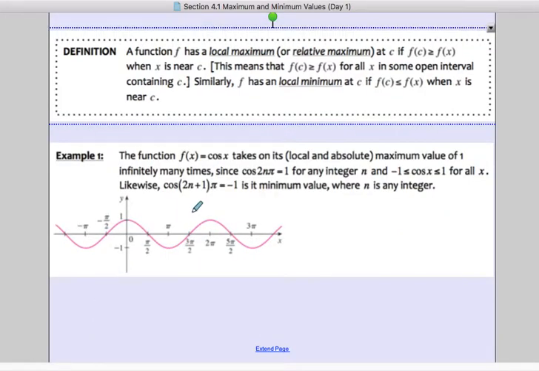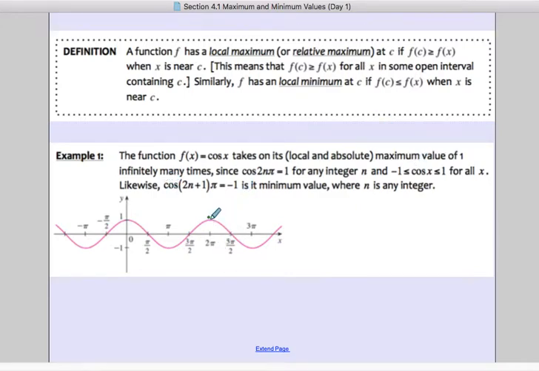We have a function here. So here's our example one. The function y equals cosine of x takes on local and absolute maximum and minimum values at 1 and -1. If you guys look here and here, they have the same highest value. So all this is showing graphically is that the absolute max of cosine is +1, not -1.